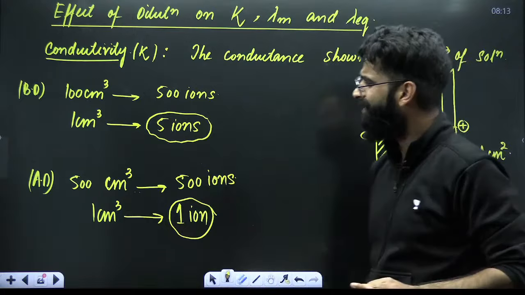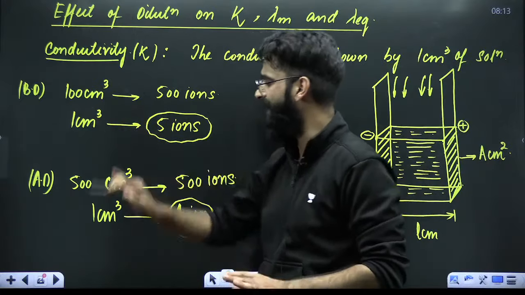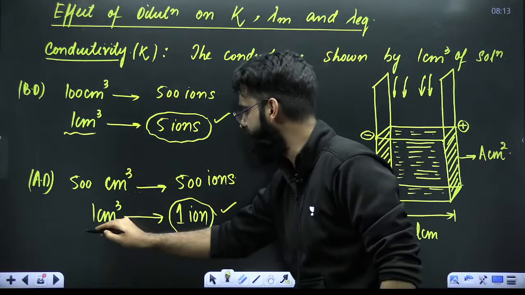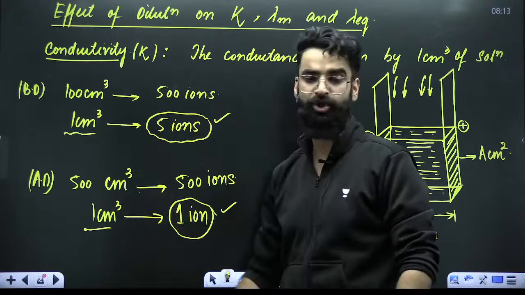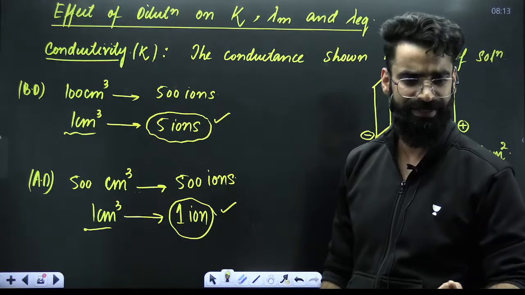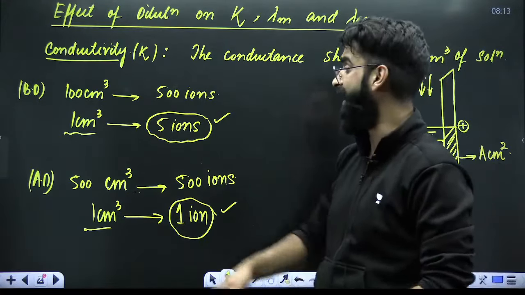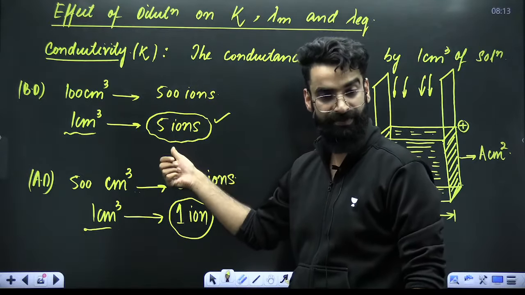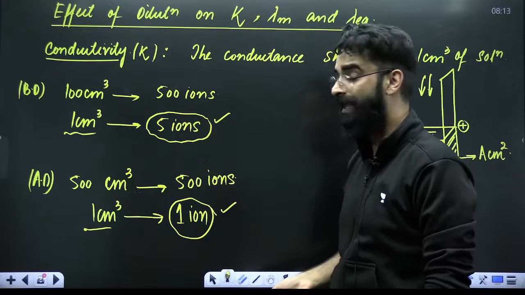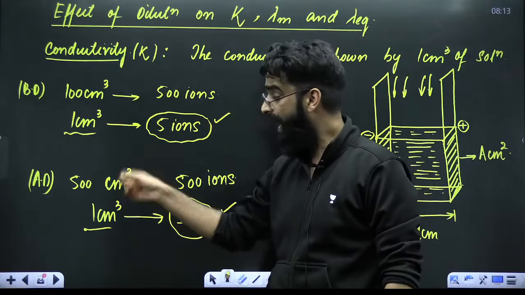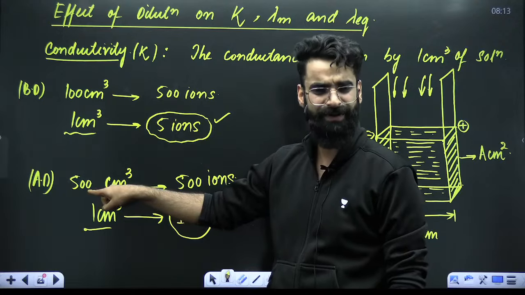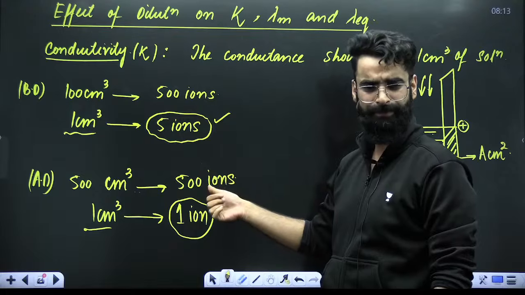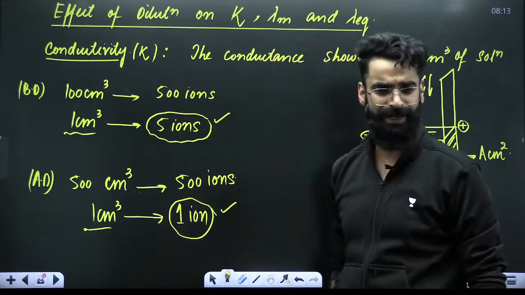My dear students, can I say, due to dilution, due to the addition of extra solvent, the number of ions per unit cube of the solution decreased? Initially, before dilution, in 1 centimeter cube of solution, there were 5 ions, right? So conductivity was due to 5 ions. Now, due to dilution, the volume of the solution is 500 centimeter cube, and there are still 500 ions only. So in 1 centimeter cube of solution, there is 1 ion.